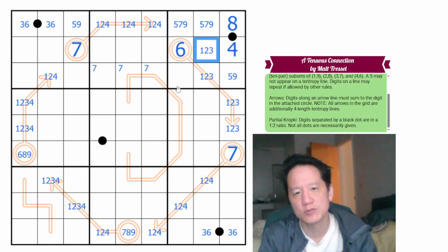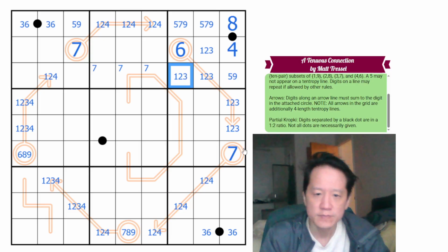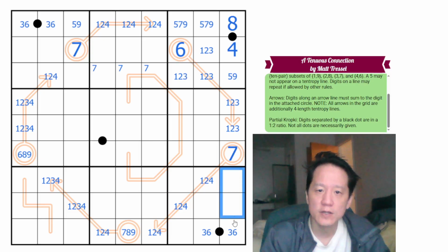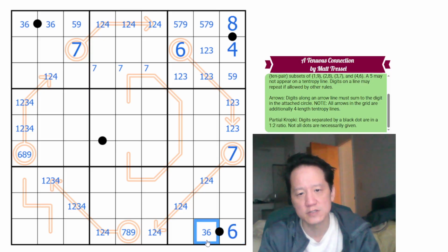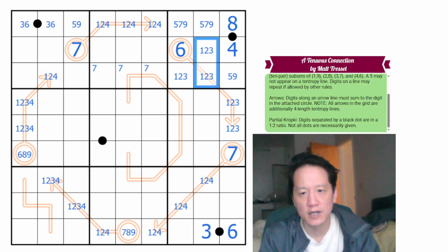This must be 1, 2, or 3. This must be 1, 2, or 3. These can't be 6. Where can the 6 be in column 9? It has to be here. Because again, this can't be 6 because of the 3, 6 pair in the box. Therefore, this is the only place for 6. So this is 6, which makes this a 3. Neither of these can be a 3.